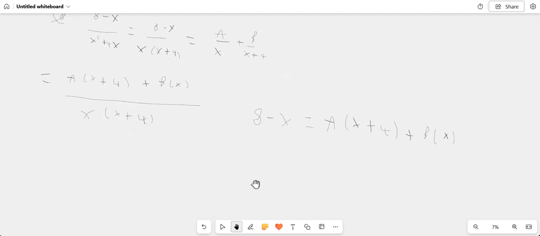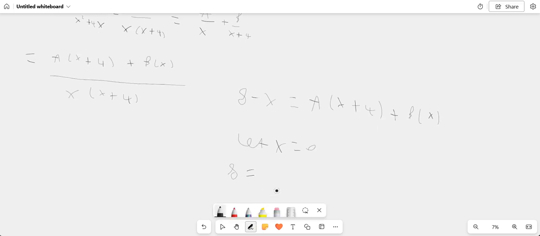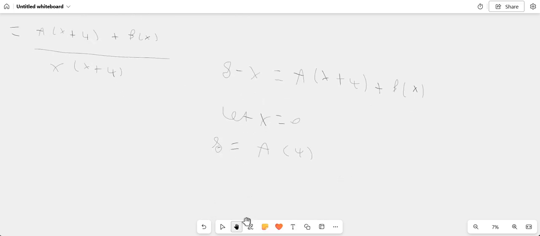So I told you if you've got x on its own like that, then just let x equal 0. So you get 8 minus 0, which is 8. From 8, open bracket 0 plus 4, which is 4. And then 0 times b is nothing, so leave that. So now a is equal to 2, yeah?